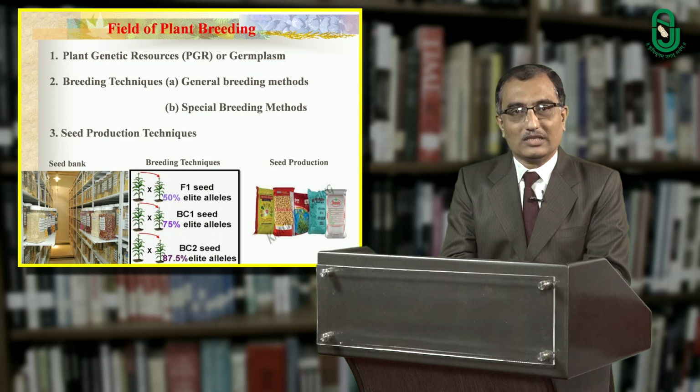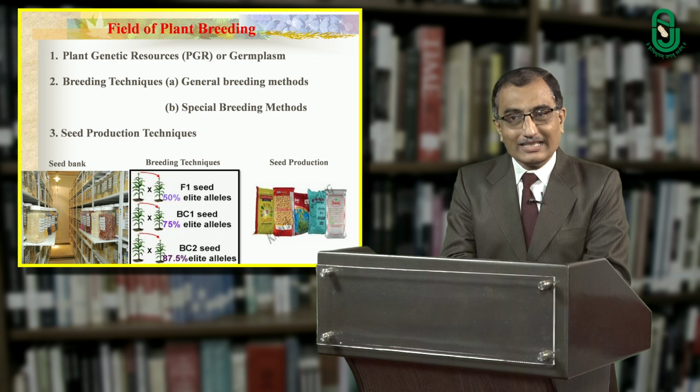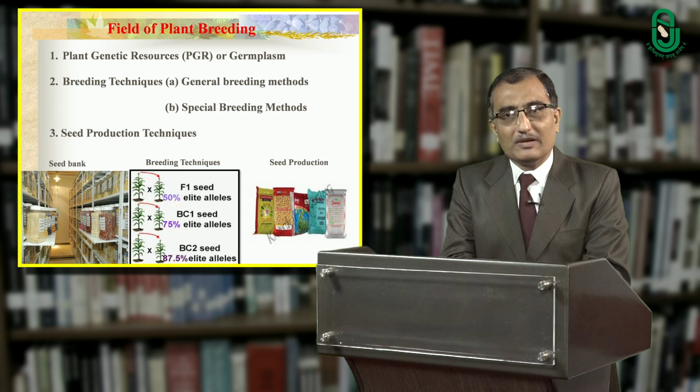Without germplasm collections, a breeder cannot do anything. So the first and foremost important step in plant breeding is the collection of plant genetic resources at the research stations. Now, breeding techniques. There are two breeding techniques. One is the general breeding methods that can be routinely utilized for plant breeding experiments.